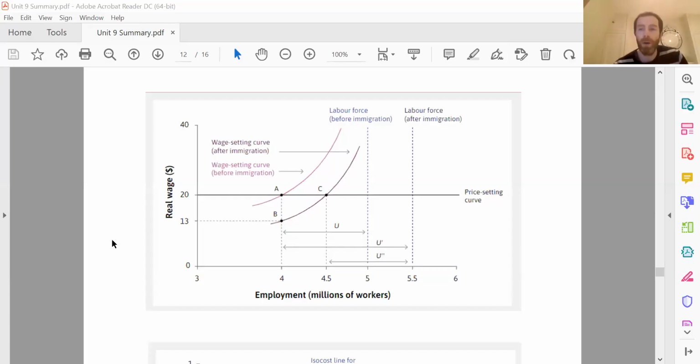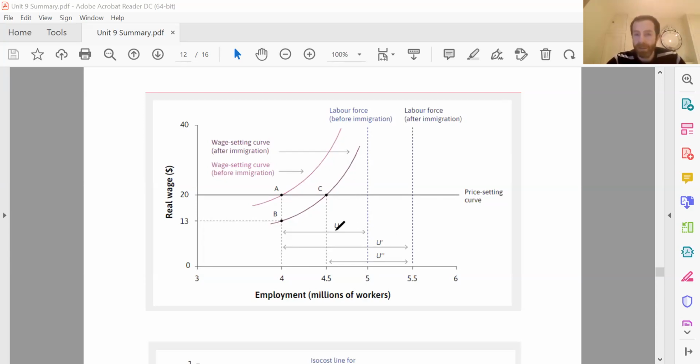Okay, so the next scenario that we're going to use this model to talk about is what would happen if there was some immigration. So we're again going to start off being in an equilibrium, and that's going to be at point A. So we can see this curve here, that's the wage setting curve before immigration. Here's our price setting curve. So we're at point A. Then suddenly there's this burst of immigration, and you can see we go from having a labor force before immigration of 5 million workers, and then after immigration of 5.5 million workers.